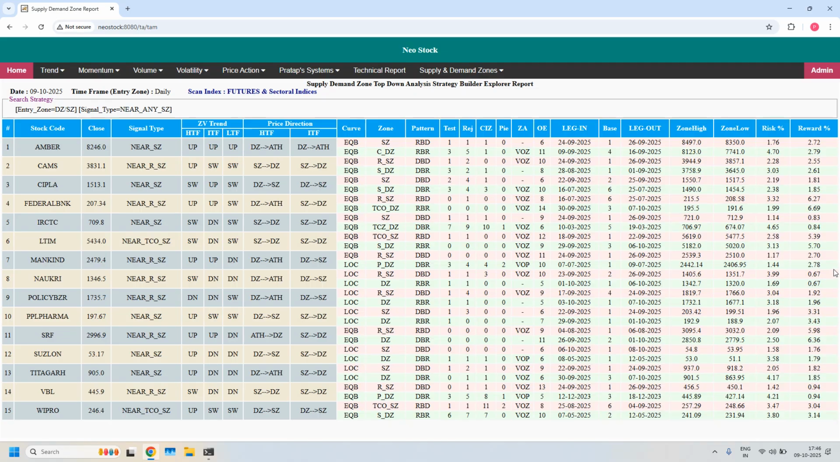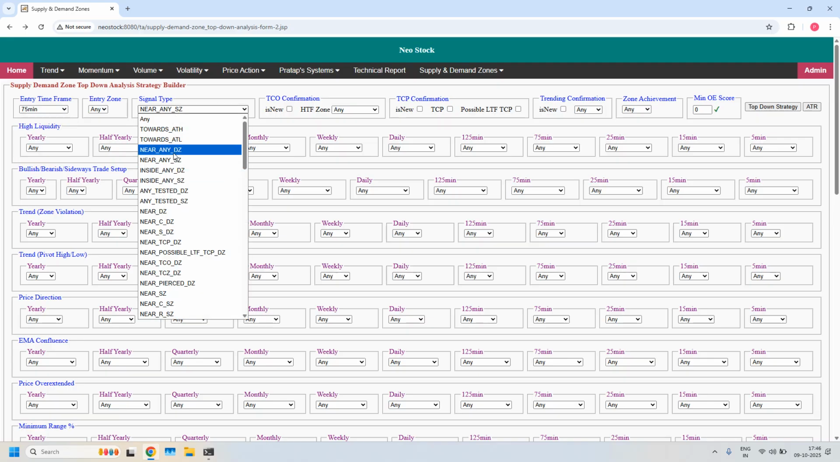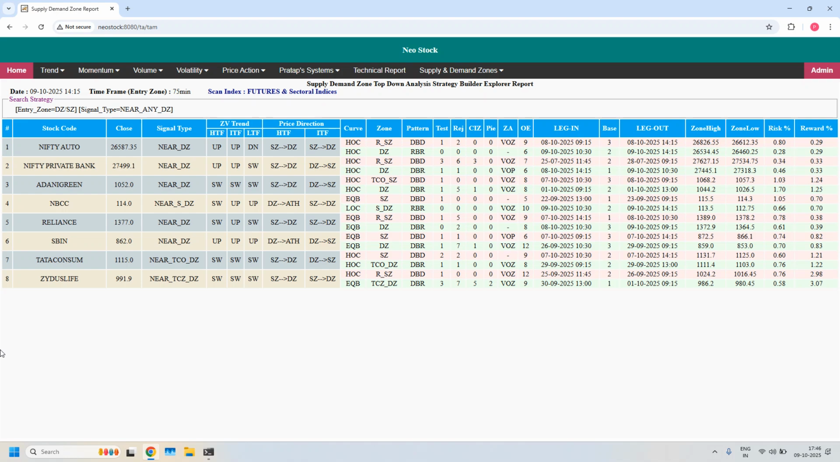Okay. Next time frame is 75 minutes. Stocks near the 75 minutes demand zone. We got 8 stocks. Let us identify high liquidity zones from this list. NBCC is having a 75 minutes high liquidity demand zone. That's it. So we got only one 75 minutes high liquidity demand zone from this list.